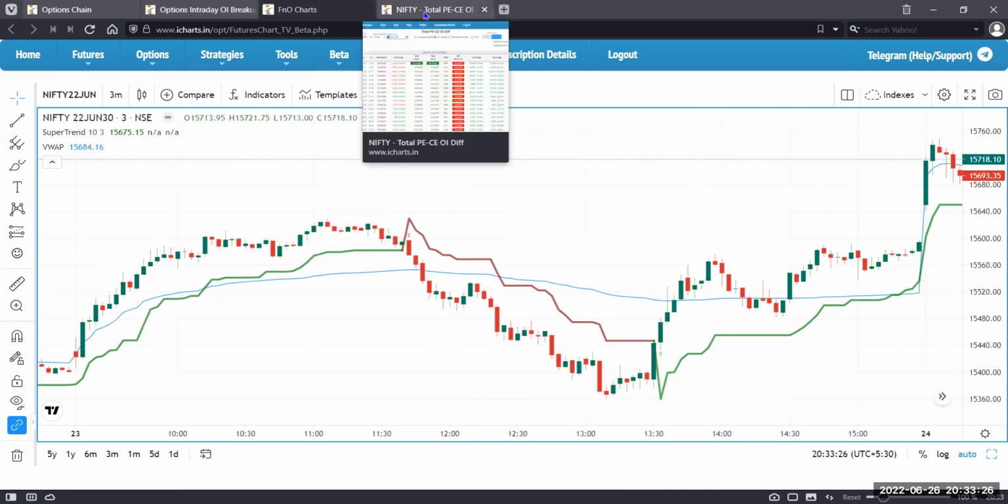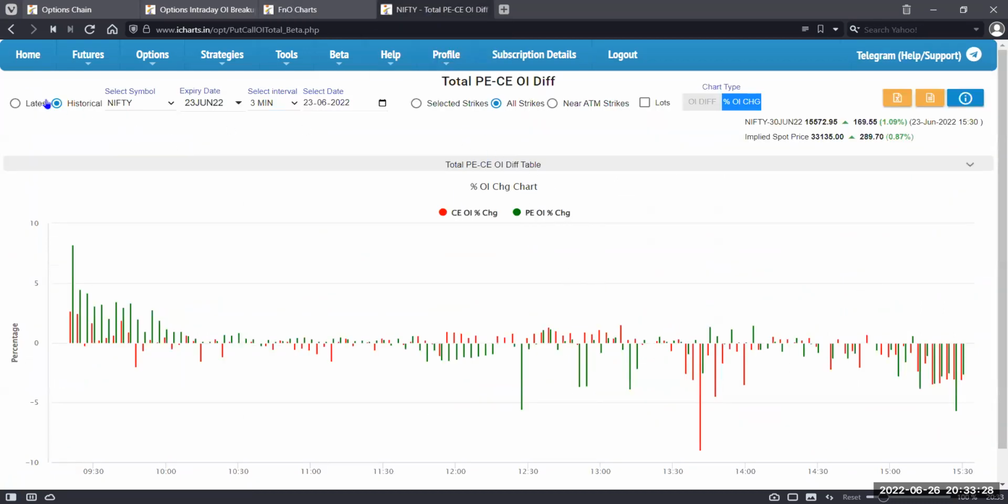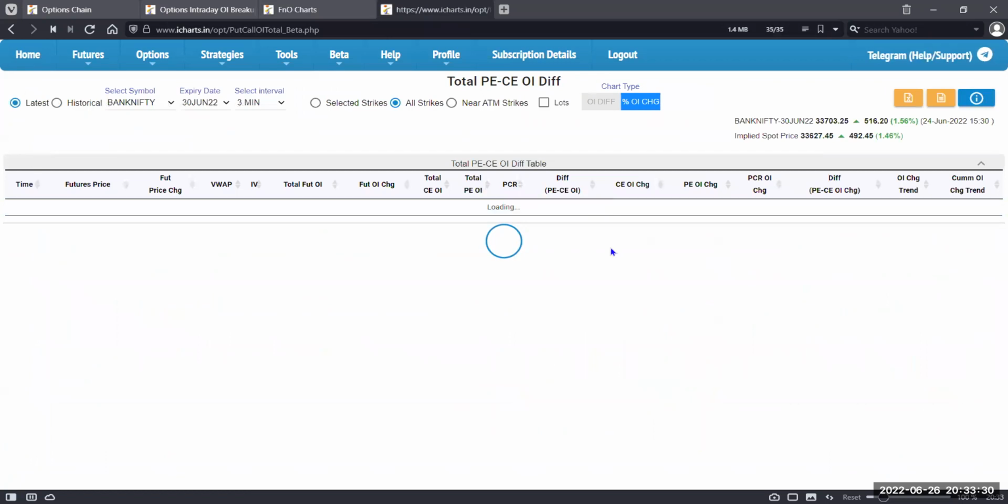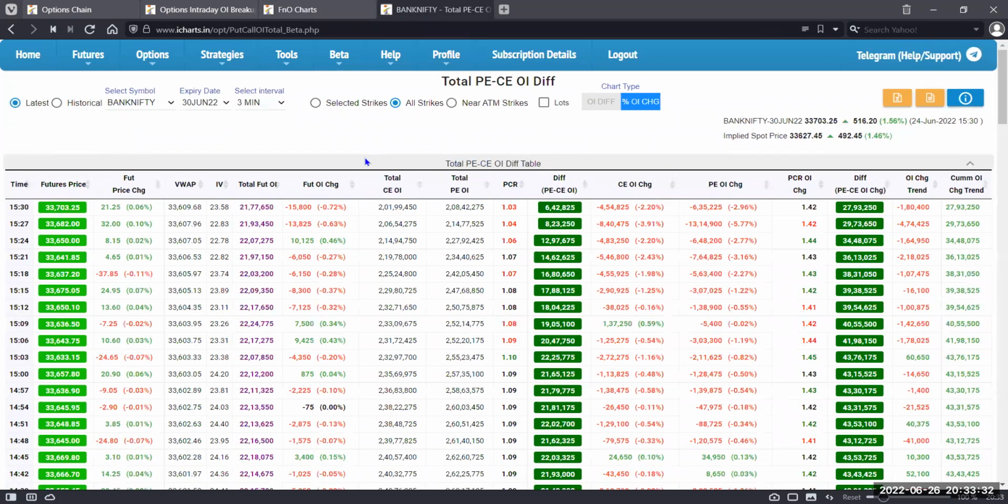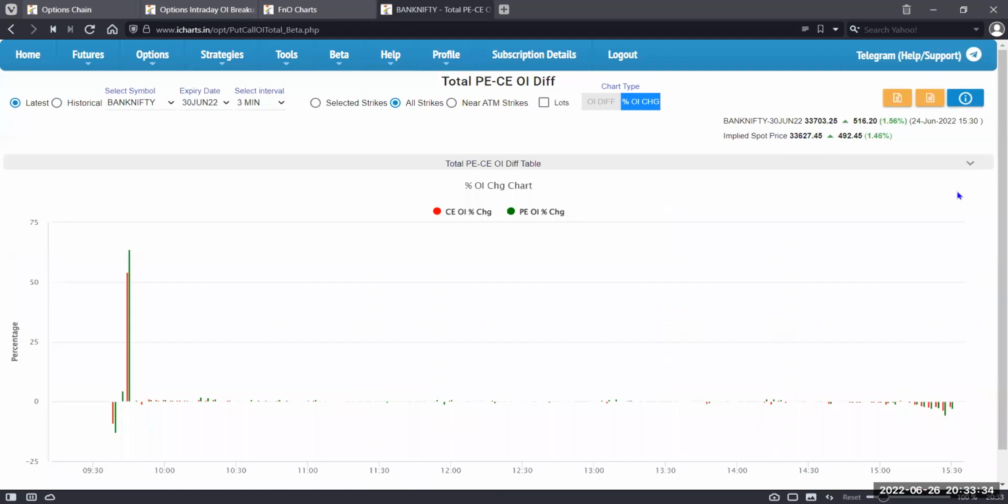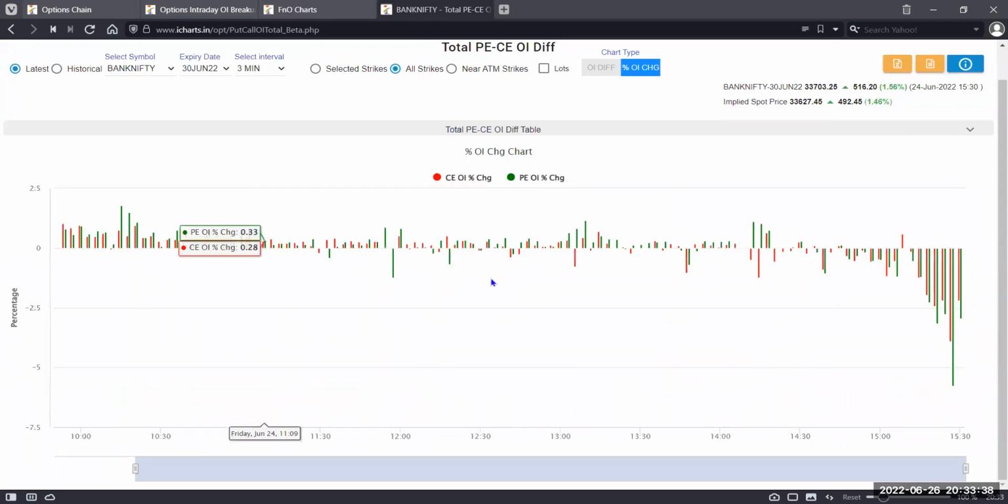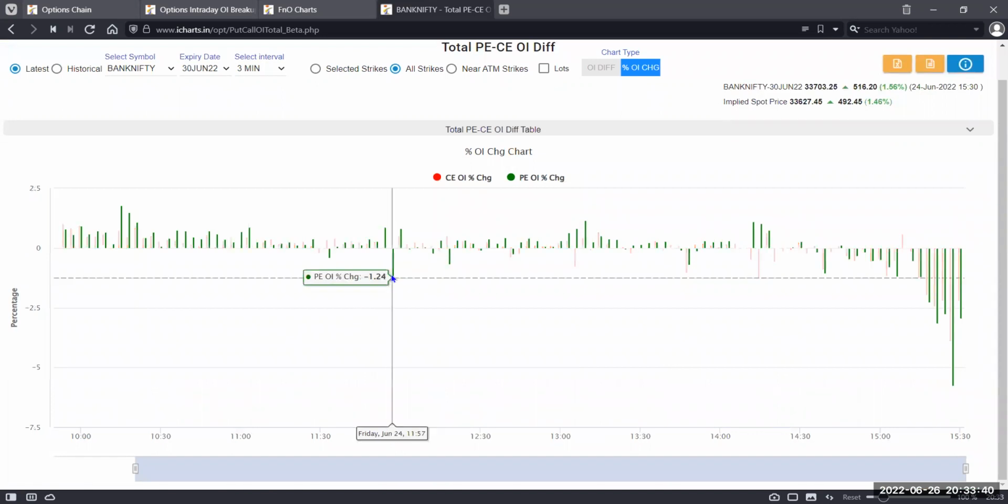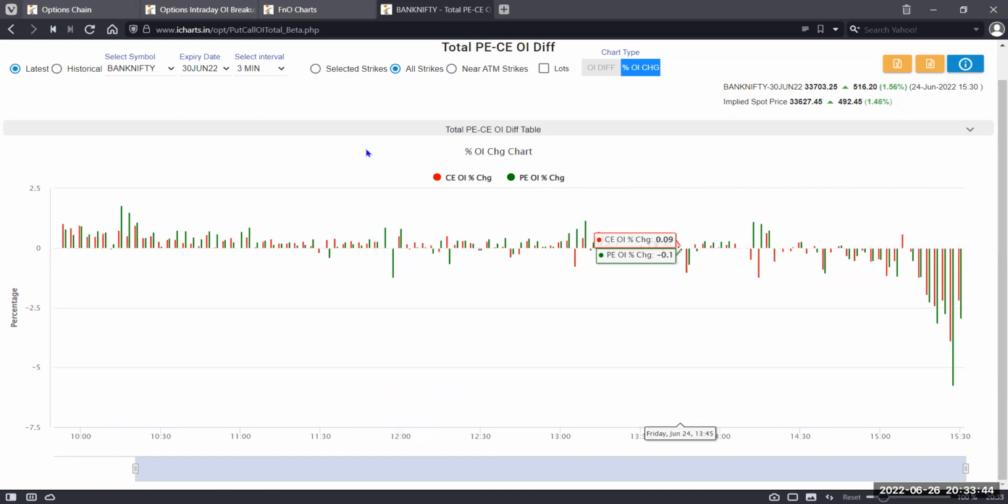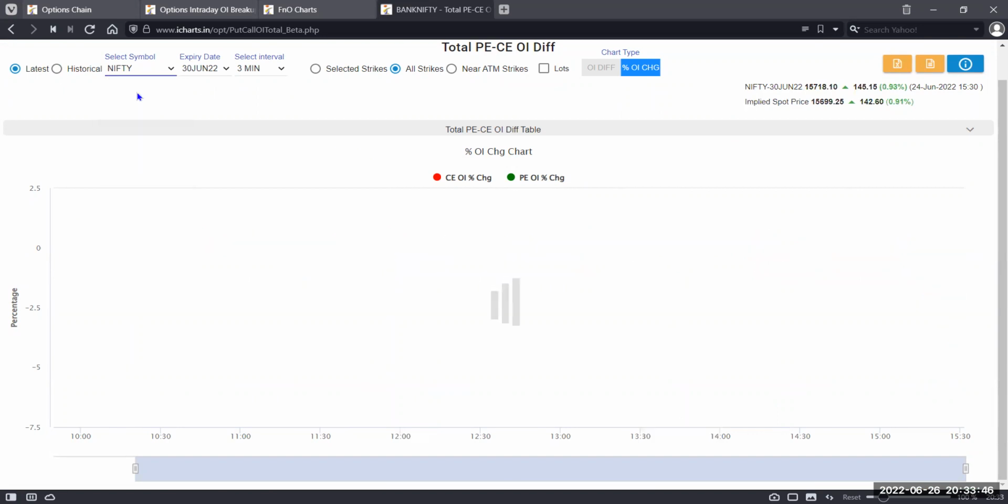Now, as we said, if you take a sideways move, like it was on Friday, you'll definitely not get anything. So you'll have to use some other techniques over here. Definitely there was not much in Bank Nifty. At least there were some clues over here, but in Nifty there was absolutely nothing.